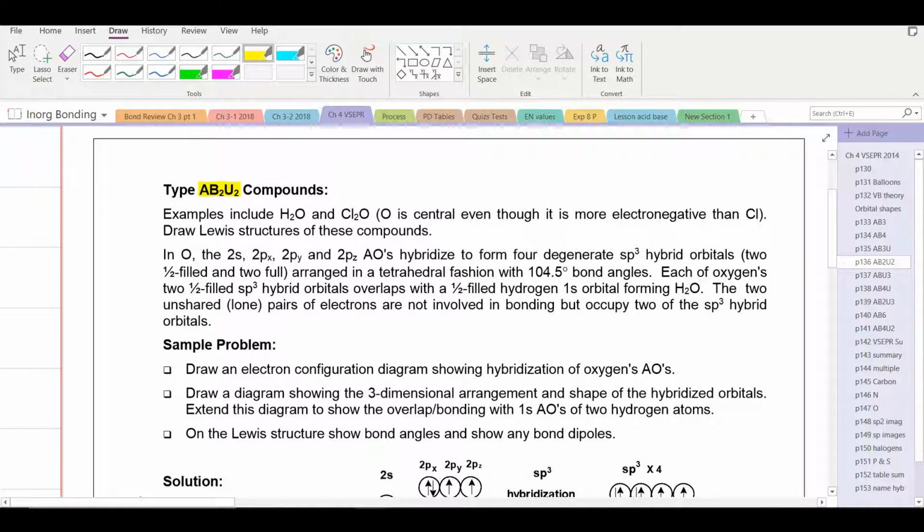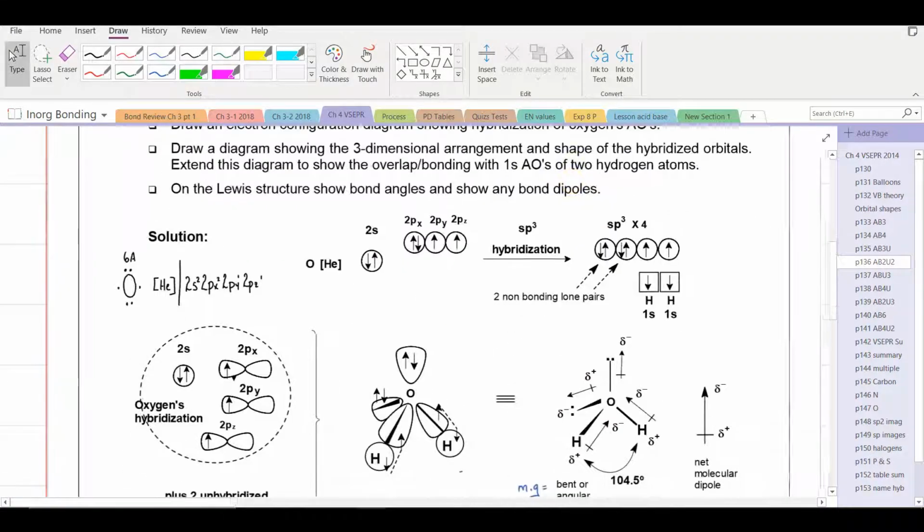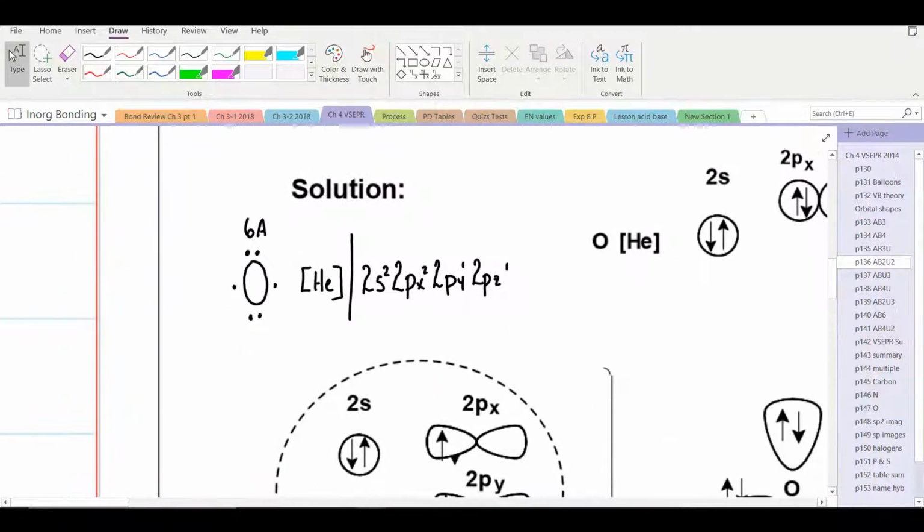Okay, so let's look at hybridization and bonding in this case. This will be for water. Let's start by drawing the electron configuration of the central atom. Oxygen is in group 6A, 6 valence electrons. Here they are, 2s2, 2px2, 2py1, 2pz1.